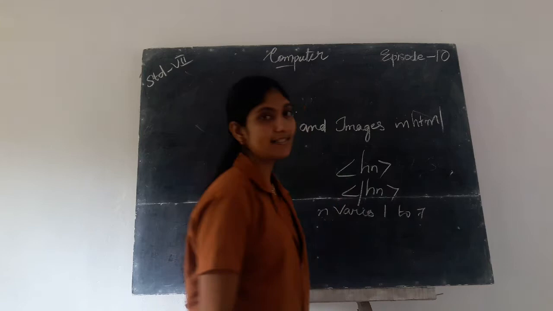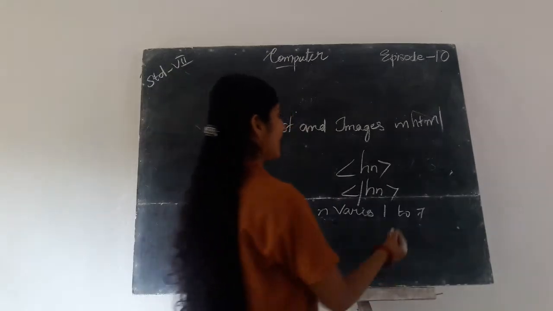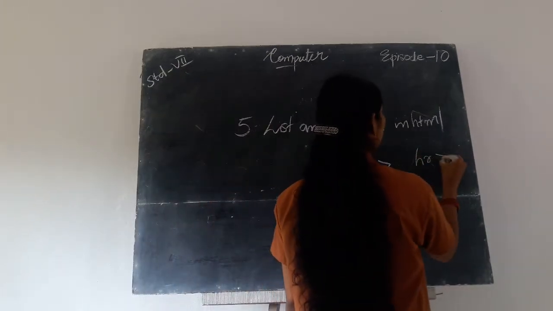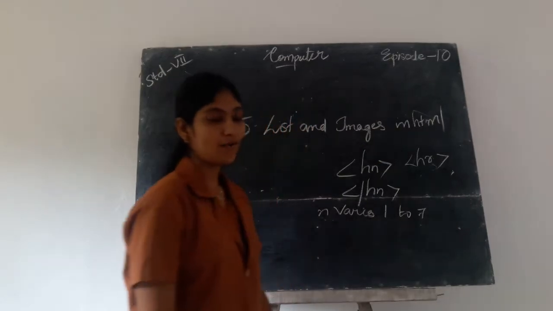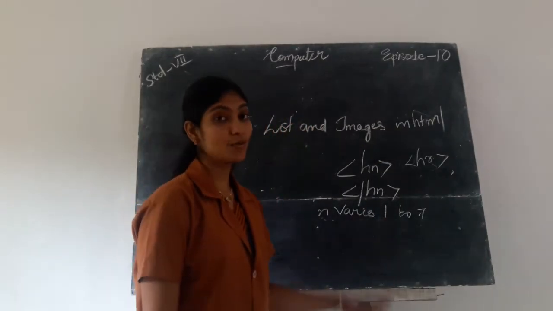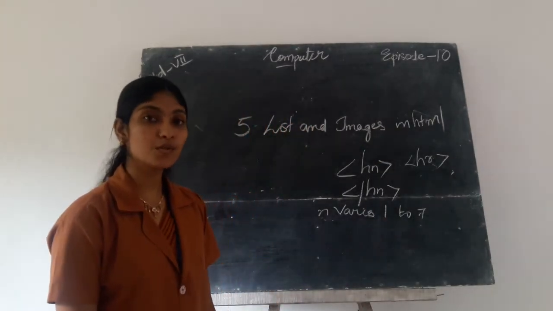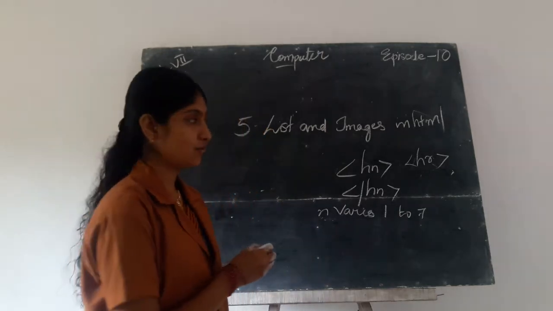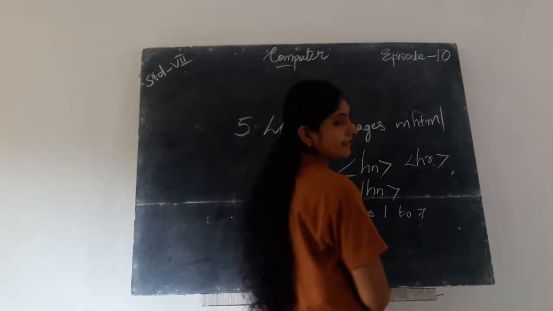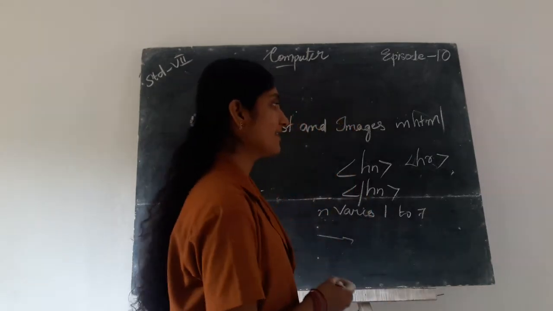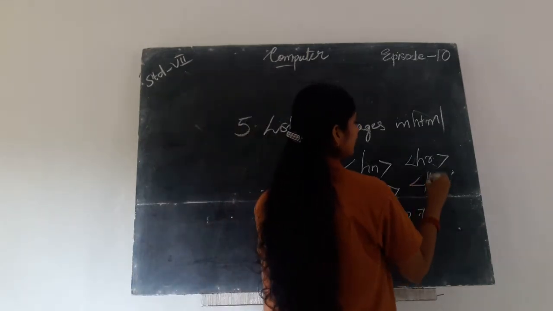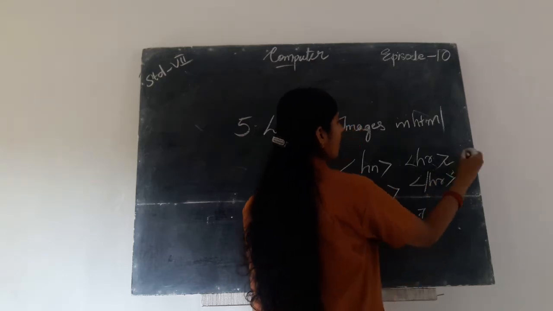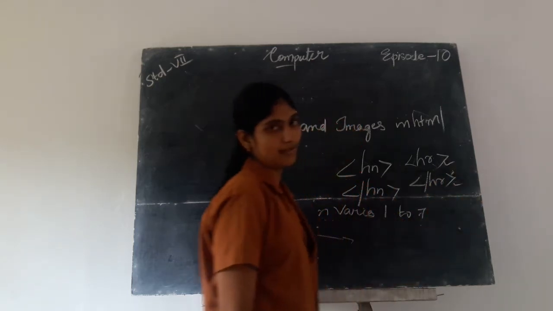Okay. Then another type of tag is the HR tag. HR means what? Horizontal row. Then why is it used? HR tag is used to give a horizontal line under the text. So what is its syntax? HR, and this is the open tag and this is the closed tag.